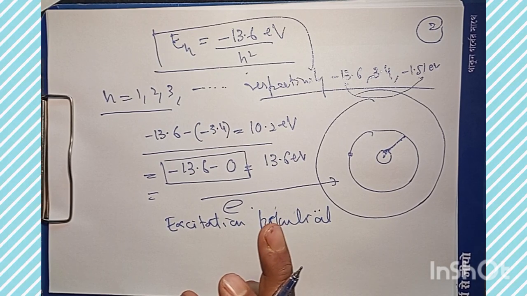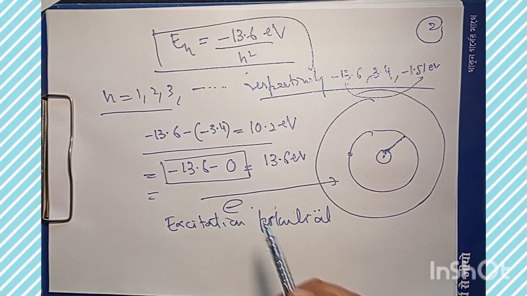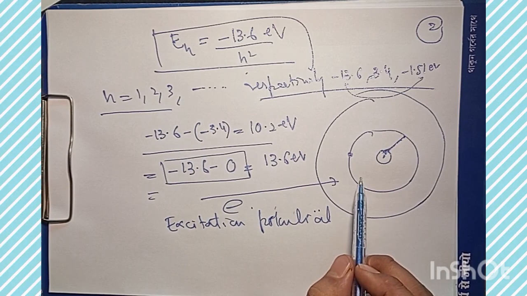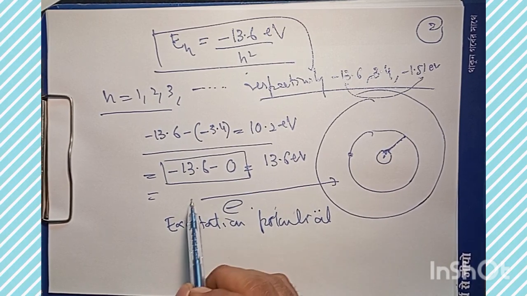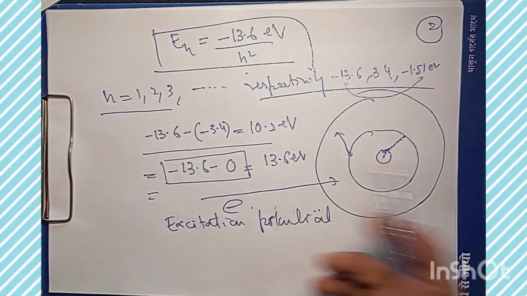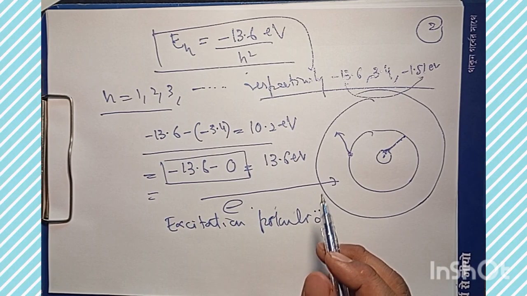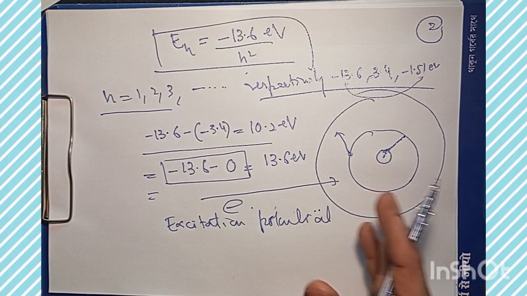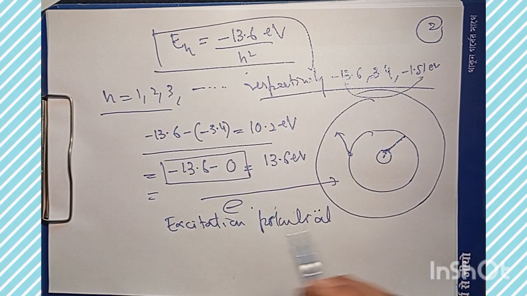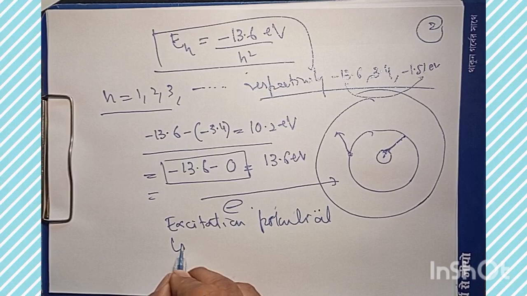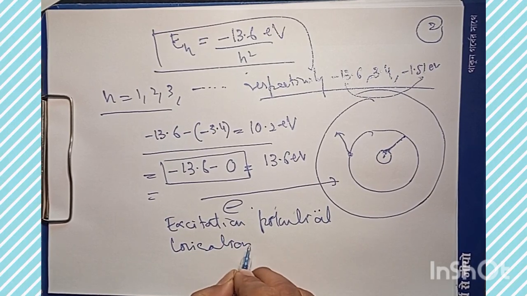Similarly, the minimum accelerating potential which imparts to the bombarding electron an energy sufficient to ionize the atom, to get the electron out completely from the atom, we call this the ionization potential.